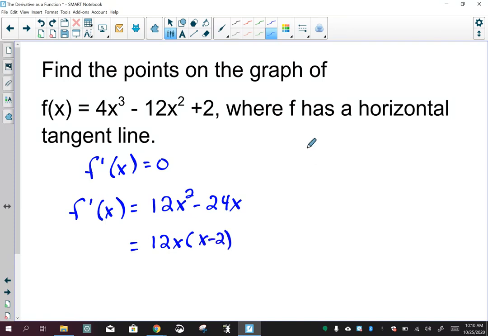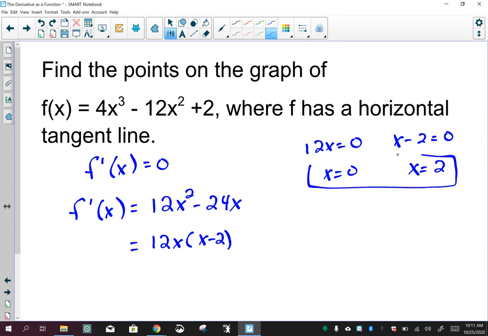So then I'm going to set each piece equal to 0. 12x is equal to 0, so that means my x is equal to 0 for this one. I'm going to move that 2 over here, and so I get x equals 2. So I have horizontal tangent lines at x equals 0 and x equals 2.